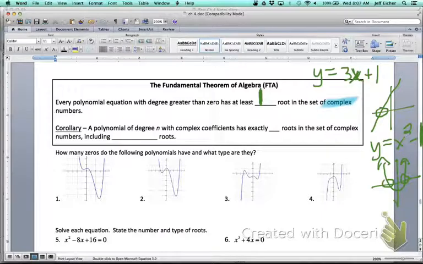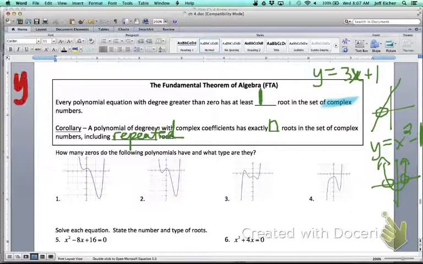The corollary to this says a polynomial of degree n with complex roots has exactly n roots in the set of complex numbers, including repeated roots. I also call them double roots, those that kind of bounce off the axis, and some other types too. So what this corollary says is a polynomial of degree n with complex coefficients has exactly n roots. We've been talking about that through this chapter as well.